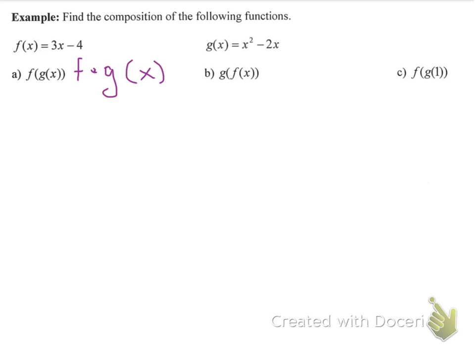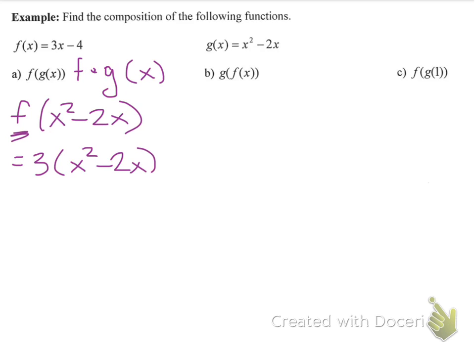So what this means is I'm going to be plugging g into the f function. So I'm going to replace g with what g is equal to. And now notice we're going to evaluate this at f. So f says 3 times my input minus 4. So I'll distribute. So I get 3x squared minus 6x minus 4. And then notice there's no like terms, so there's nothing else I can do. So this would be our answer of f of g of x.